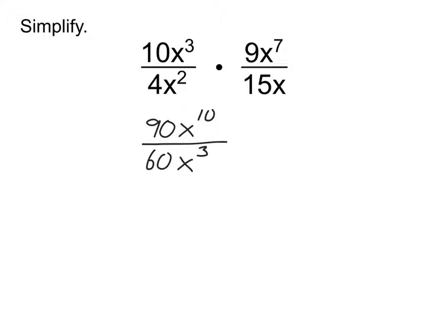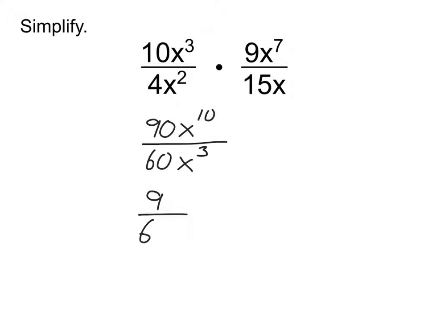Now that I have this answer, now that I've done the multiplication, I can reduce this, yes. And so we actually do need to do reducing. Now, remember when reducing, I want to look at the numbers all on their own. So 90 over 60. What can I divide both 90 and 60 by? I heard a couple different answers there. I think the most common one I heard is 10. So I'm going to go ahead and divide top and bottom by 10 here, which will give me 9 and 6.